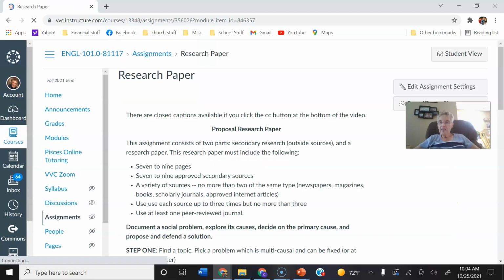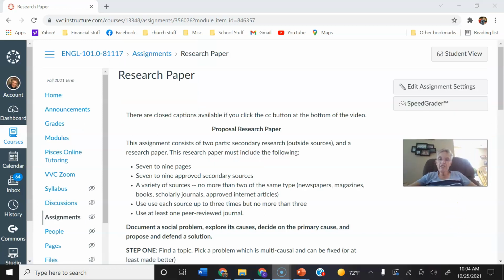Okay, it consists of 2 parts: secondary research, which is outside resources, and be very careful again if you use any of the .coms or .orgs or .nets, because you have to do an internet site evaluation in order to do it. Just stick to the ones that are approved, guys. It is so much easier. So you're going to do secondary sources, outside research, and a research paper.